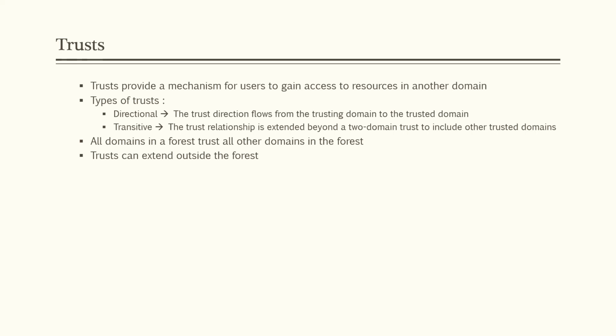Second, we have something called a transitive trust. Now, in mathematics, you usually study the transitive property. In the transitive property, what we indicate is if A is equal to B and B is equal to C, then A is equal to C. A similar principle applies here. If there is a trust between two domains or two forests or two trees, say A and B, and there is another trust between B and C, then there is definitely a trust between A and C. So these kinds of trusts are called transitive trusts. And trusts are not necessarily restricted within the domains inside a forest. They can also extend outside the forest.